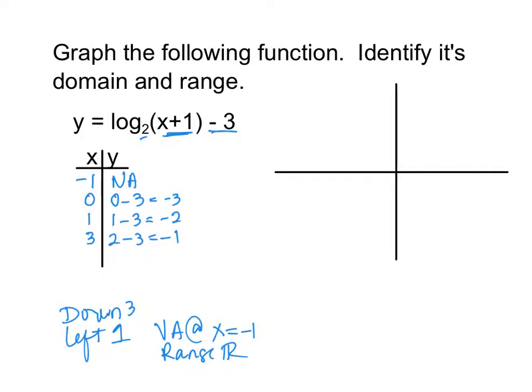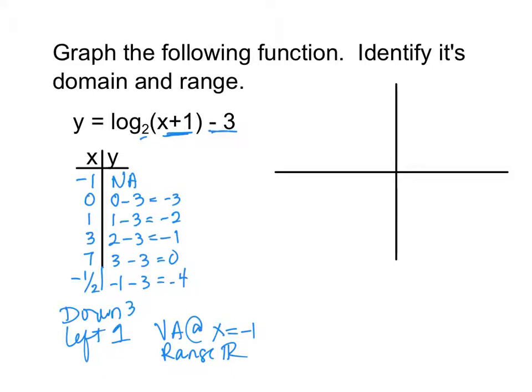Maybe the next one I'll put in is a 7. And I'm choosing wisely for my values of x. So 7 makes 8. 2 cubed is 8, so it's 3. Minus 3 is 0. I think I also want to get a fractional value. So watch what happens if I put in a -1/2. -1/2 plus 1 is 1/2. 2 to what power is 1/2? It's -1. Minus 3 is -4.